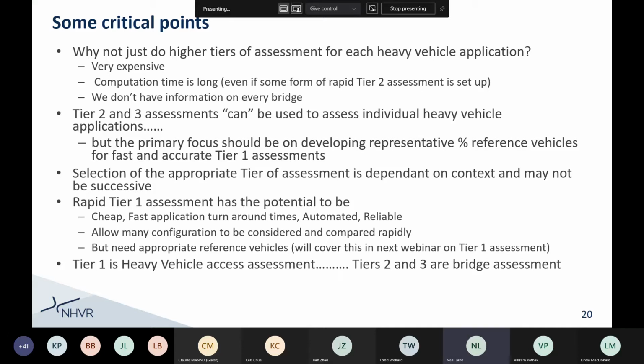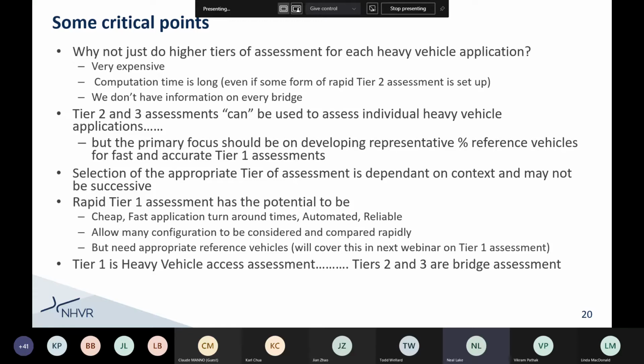Tier 2 and Tier 3 assessments can be used to assess heavy vehicles. But I really want to focus on the whole point of doing Tier 2 and Tier 3 assessment, which should be focused on developing relevant reference vehicles, or as I've described, percentage of reference vehicles, suitable to do fast and accurate Tier 1 assessments. That's the whole point of doing Tier 2 assessments. And the whole point of doing Tier 3 assessments is to get better Tier 2 assessments. And all of that feeds into Tier 1 assessment.